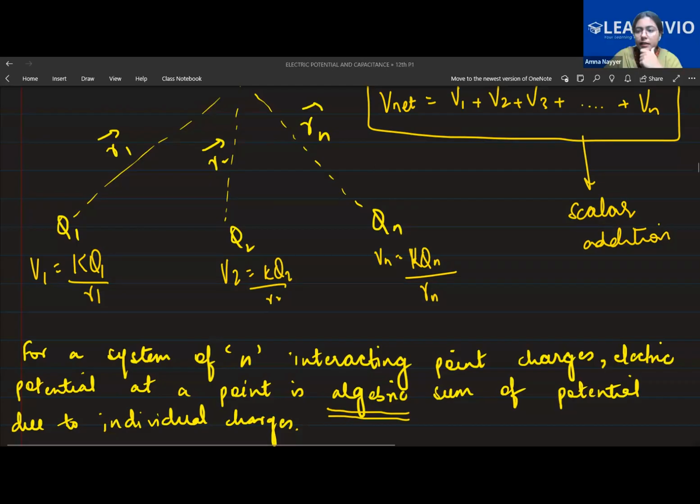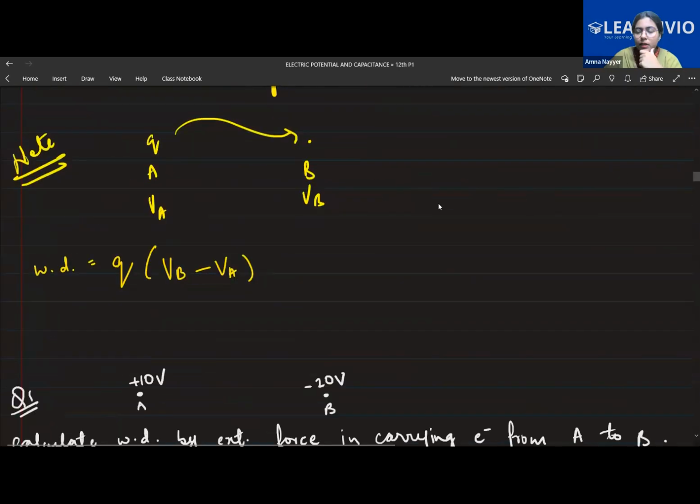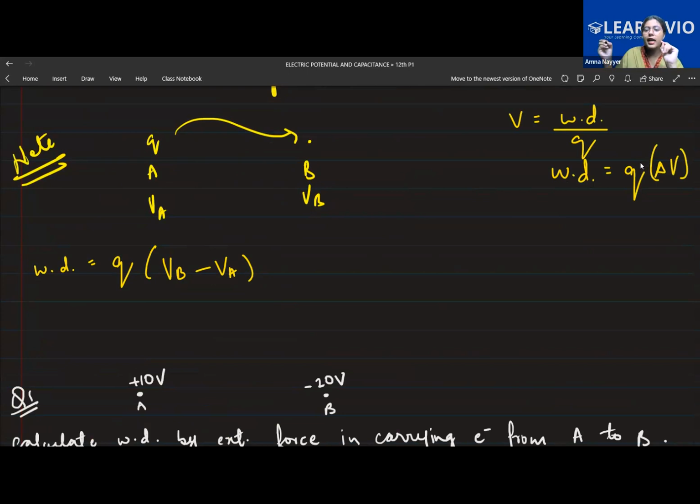Look, class. Now, see, when you have the formula of V as work done divided by charge, so here, the work done will be charge multiplied by the change in potential. Why change in potential? Because you have 2 points and you are calculating the potential due to both of these. Suppose this is B point, this is A point. You're bringing this charge from A point to B point. A is VA, B is VB.